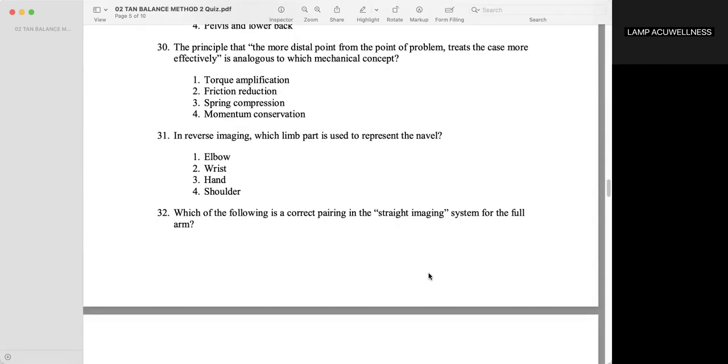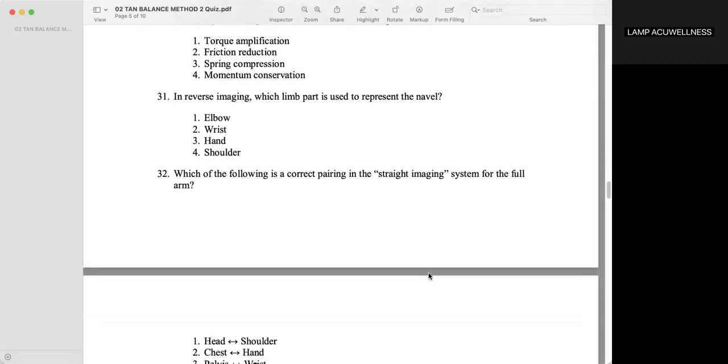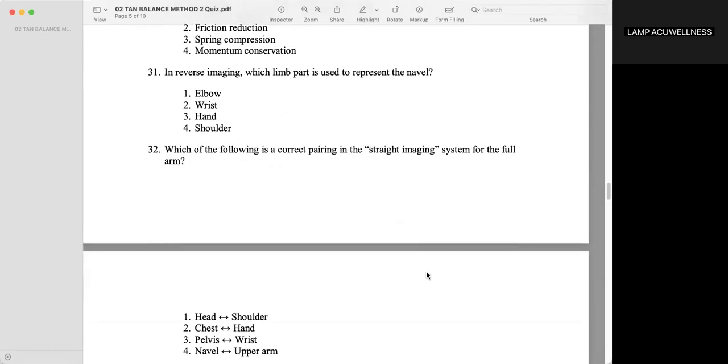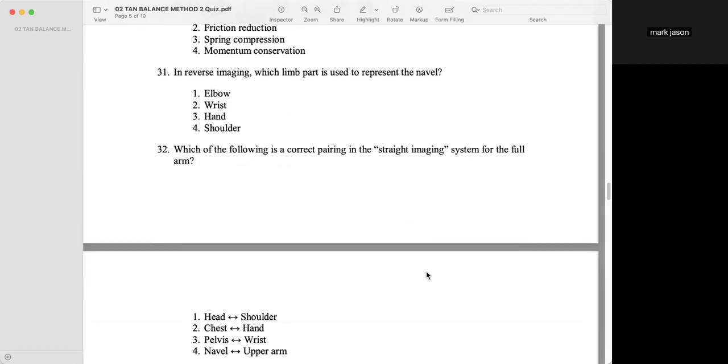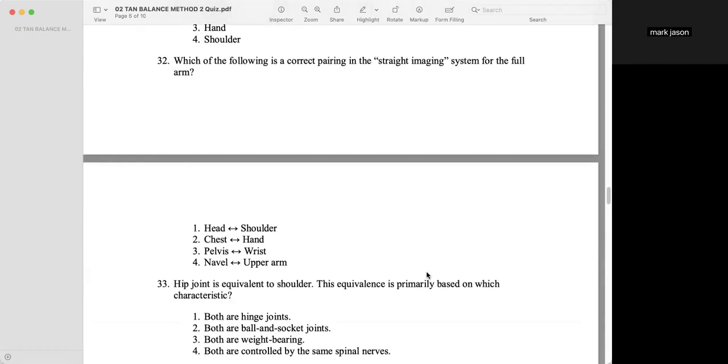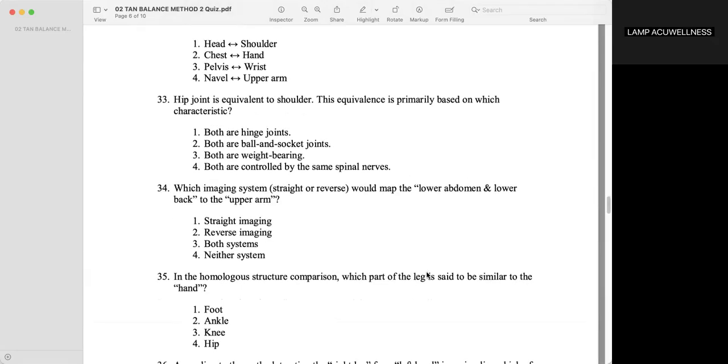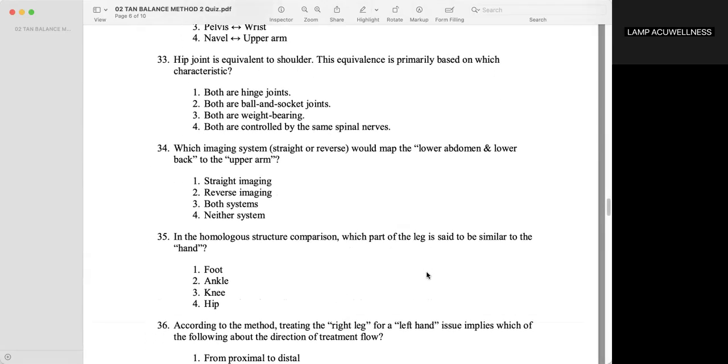In reverse imaging, which limb part is used to represent the navel? Elbow. Which of the following is a correct pairing in the straight imaging system for the full arm? Head, shoulder. Hip joint is equivalent to shoulder. This equivalence is primarily based on which characteristic? Both are ball and socket joints.